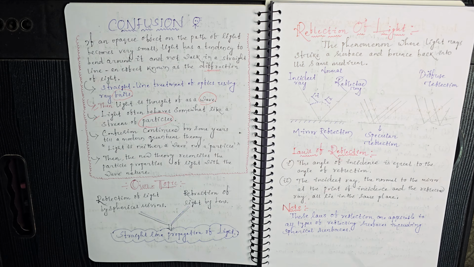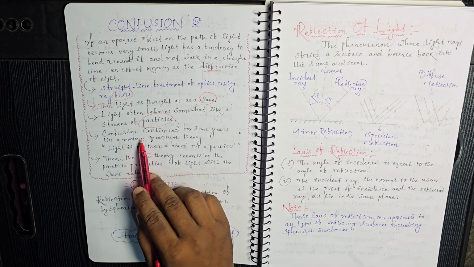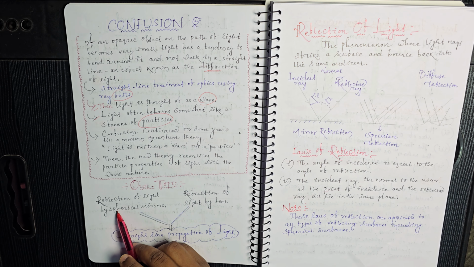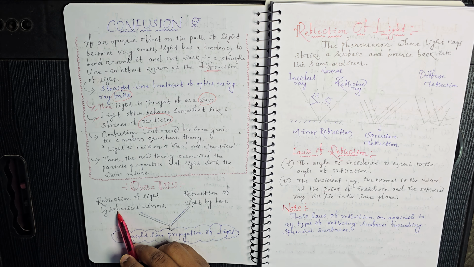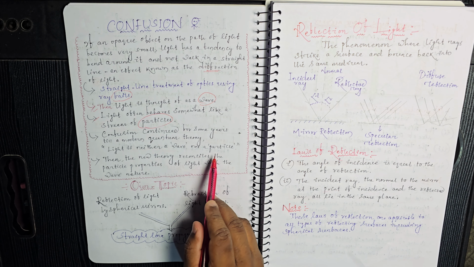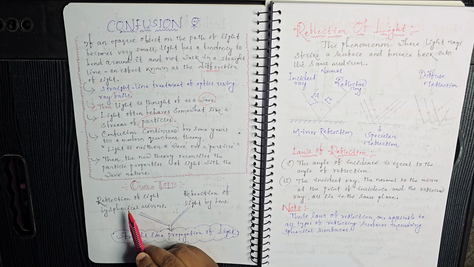Most of the scientists have been confused. What must be the nature of light? Whether light is a particle or light is a wave or what it is. The confusion continued for some years till modern quantum theory arrived. So by that time it was concluded that light is neither purely a wave nor a particle.